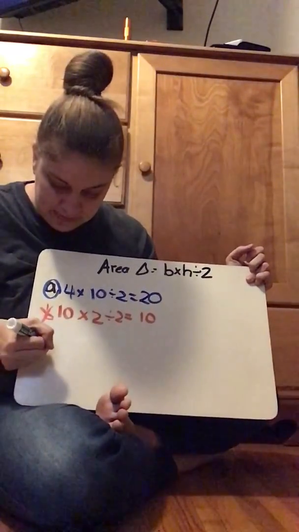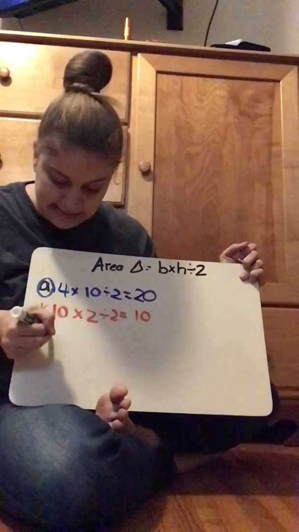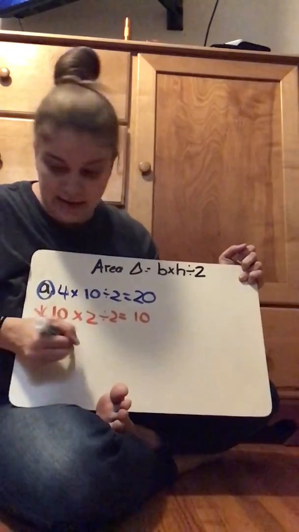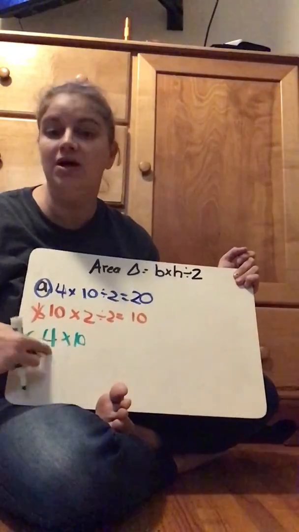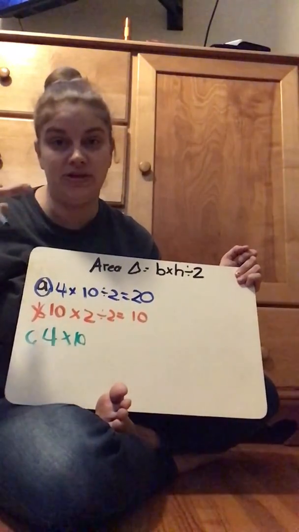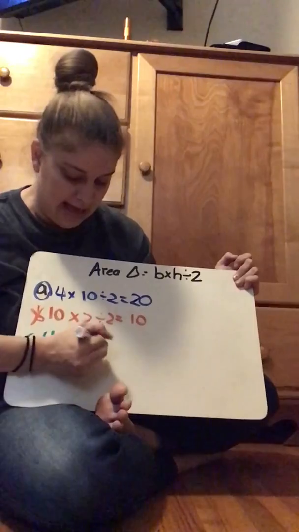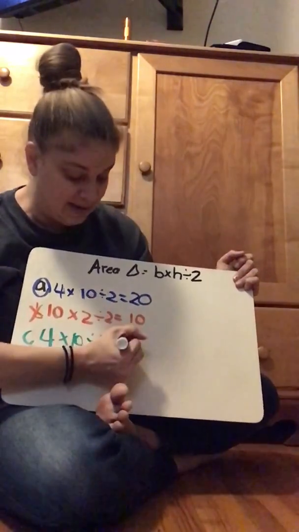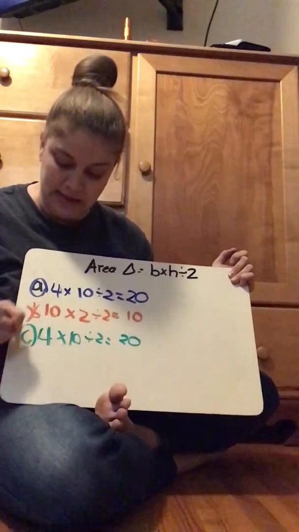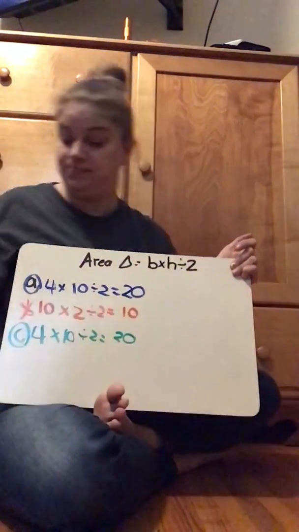C, your base is 4 times your height, which is 10. And if you flip these two, that would be okay on this one because either one could be the base and either one could be the height. And then if I divide it by 2, 4 times 10 is 40. And then divide that by 2 is 20. So C would work.